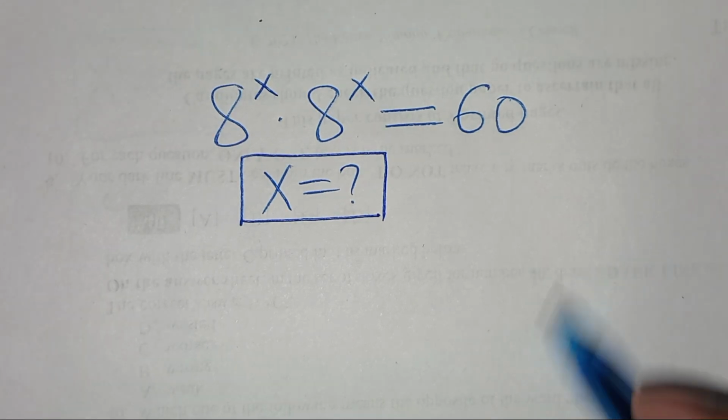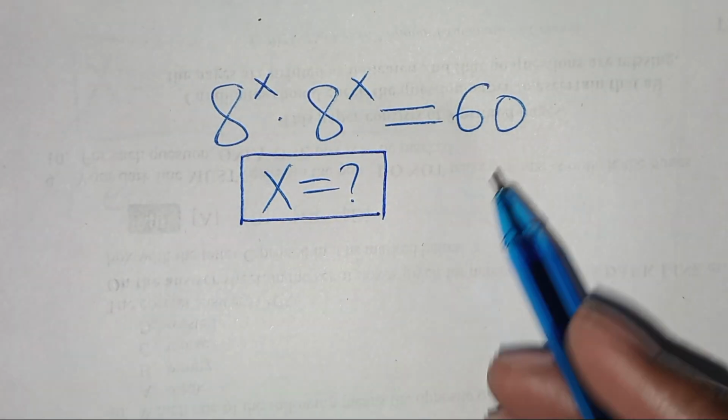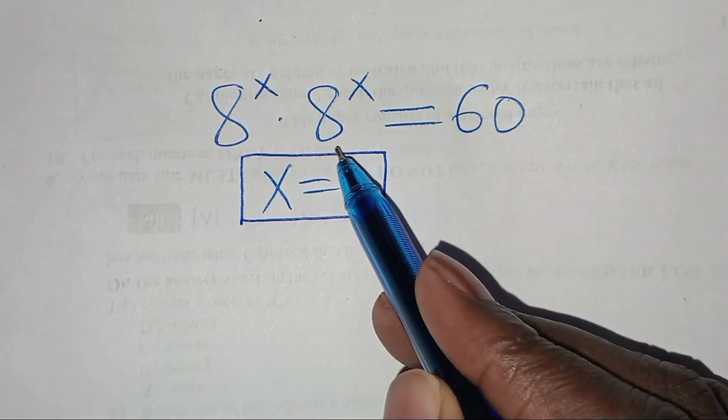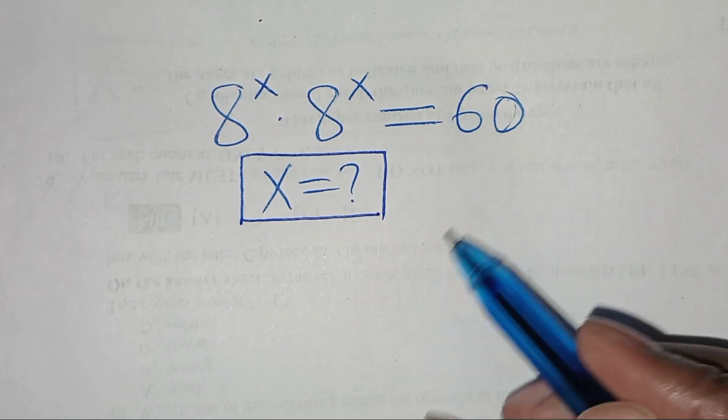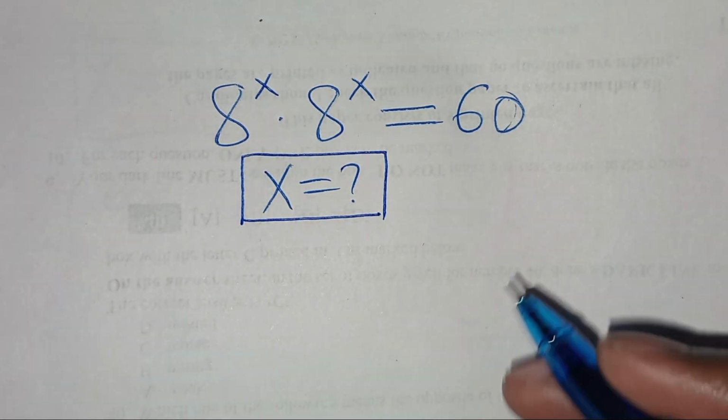You're welcome to solve this nice exponential equation, which is 8 to the power x times 8 to the power x. This is equal to 60. What is the value of x?